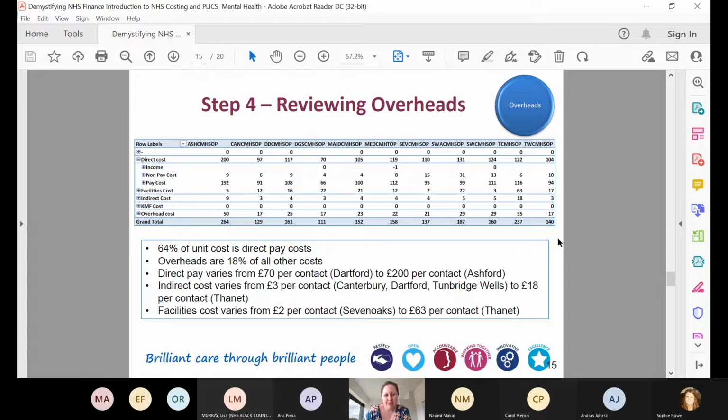And we started to pick up themes from this. So your direct pay was varying hugely. Our facilities costs were varying from £2 a contact all the way up to £63 a contact. And that's where we started to think about, well, what buildings are we operating from? As I'm sure you'll have in the areas that you work, some of our buildings are rental buildings, some of them are very expensive PFIs, so there's a significant variation on estates costs.